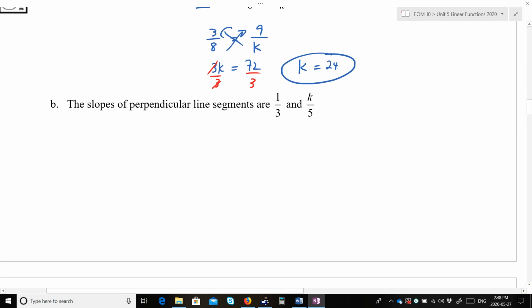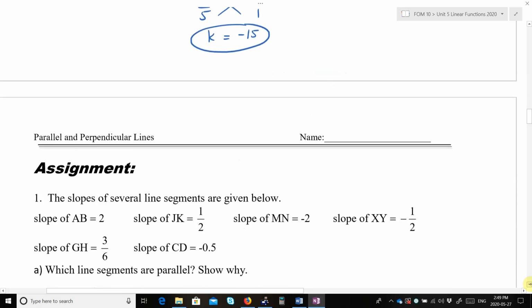Okay, and the slopes of perpendicular line segments are 1 over 3 and k over 5. So something perpendicular to 1 over 3 would be the flip of that fraction and the opposite sign, so negative 3 over 1. So the k over 5 has to equal negative 3 over 1. And let's do our cross multiply thing. k equals 5 times negative 3, which is negative 15. Okay.